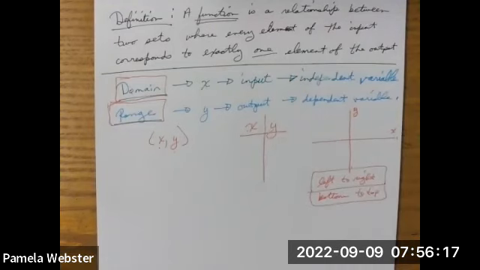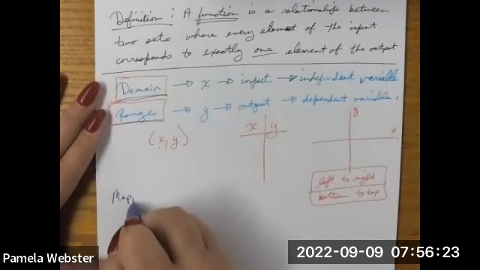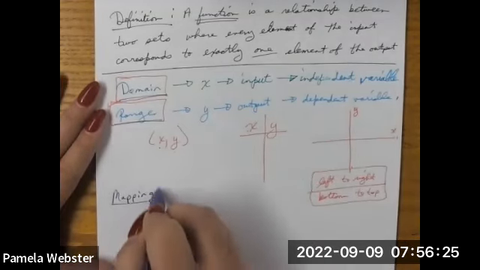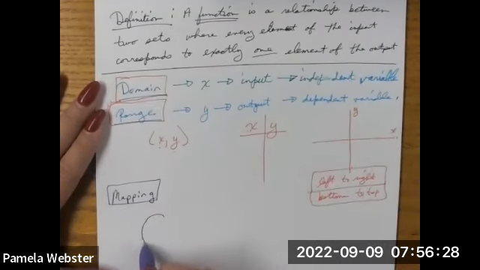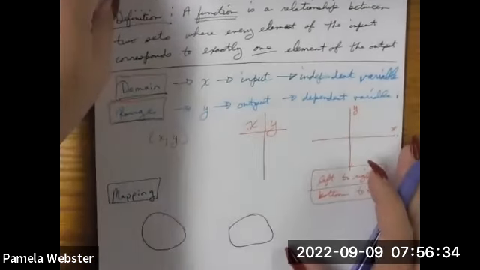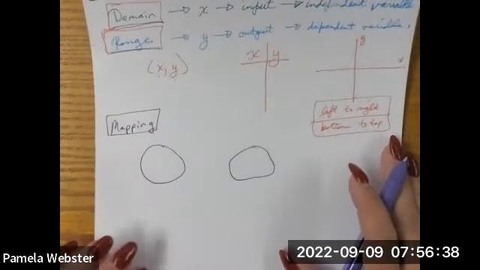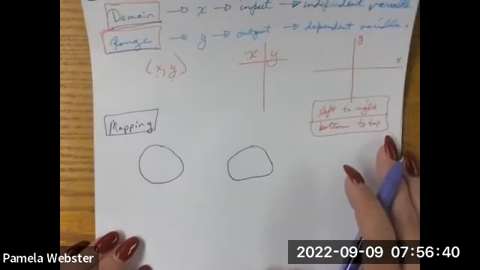Okay, so let's talk real quickly about what a mapping looks like. A mapping is just whenever I have two groups and it looks something like this. Here's a group and here's a group, and we'll define those groups in just a second. And I am drawing arrows between them. That's called a mapping, or sometimes you'll see it called a relationship.